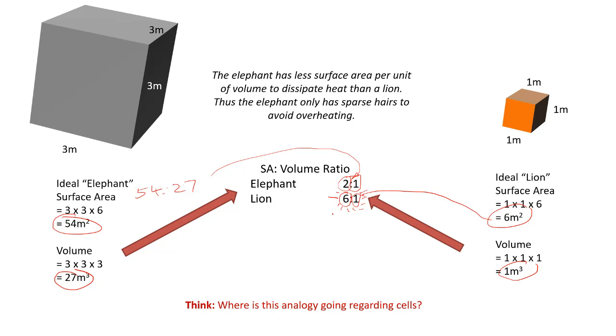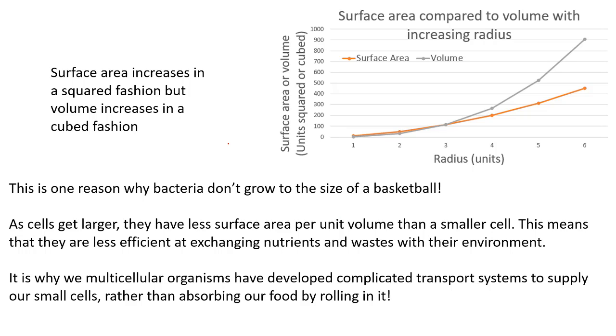Okay, now this relates to cells because cells need to get in things and get things out. We can see now why there's a difference between volume and surface area as things get bigger: as something gets bigger, the volume increases more rapidly. So the volume's just going to shoot up like that. That one's going up as a square, and that one's going up as a cube. So that's why that is going up quicker.